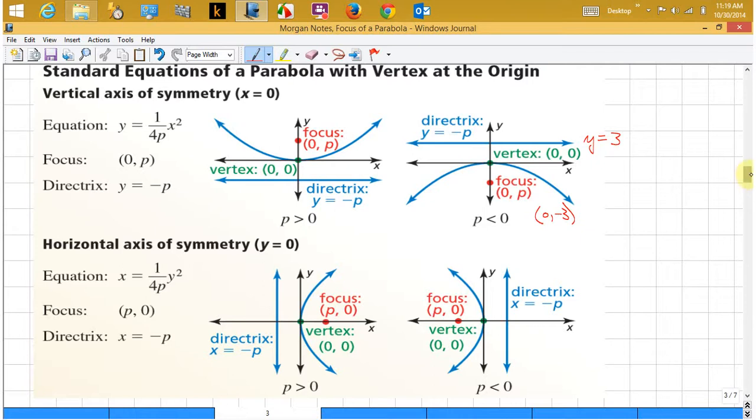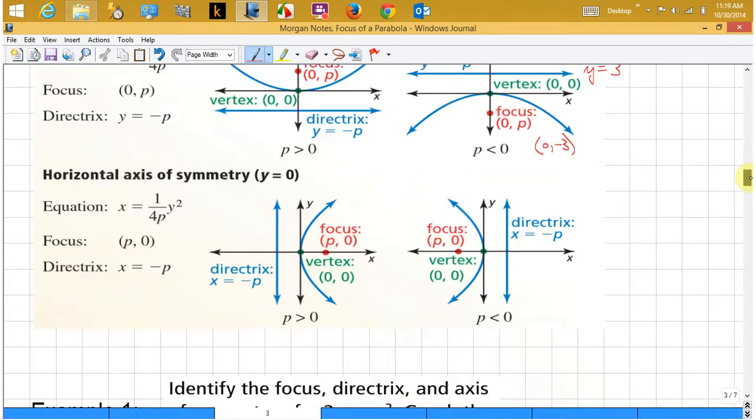Okay, let's look at one of the ones that has a horizontal axis of symmetry. For these, remember, they're opening left or right. The y will be squared. The x is not. So let's just say that this value right here is for the focus, and notice that it's moving along the x-axis, so the p value is in the x position. If the focus would be the point (5, 0), that would work. Then the directrix would be the line, this is a vertical line, x equal to negative 5.